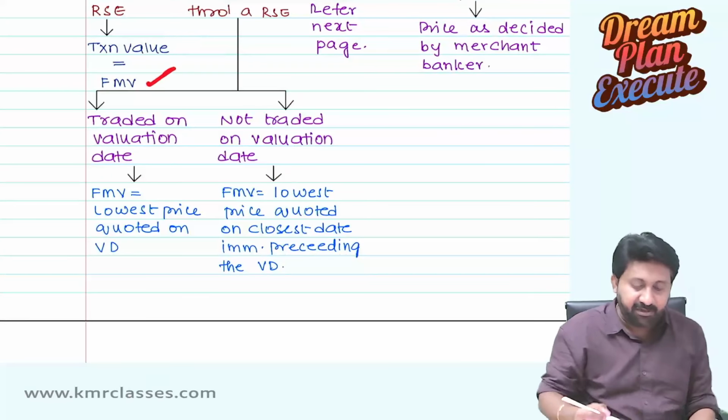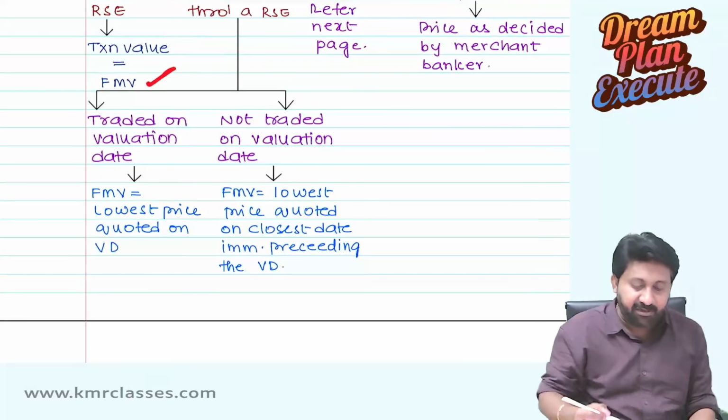If quoted shares are acquired other than through the RSE, then are they traded on the valuation date? Yes, sir. Then take the FMV: the lowest price quoted on the valuation date. On the valuation date there are 10 prices; in that, take the lowest one. If not traded on the valuation date, take the lowest price quoted on the closest date immediately preceding the valuation date. Okay, that share is not traded on the valuation date; the latest traded day is there. On that day, the lowest price is what you need to consider as the FMV.